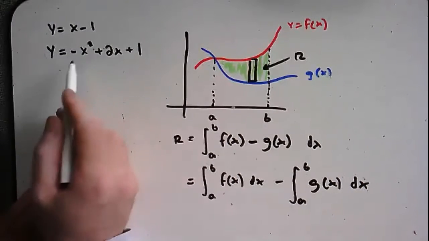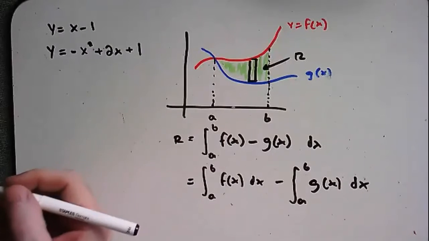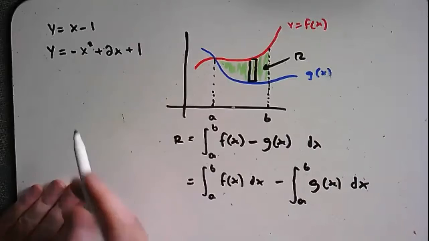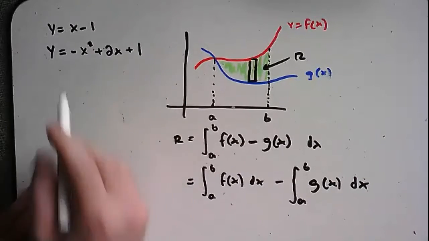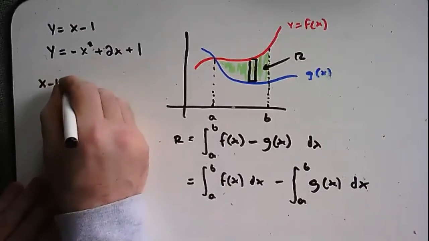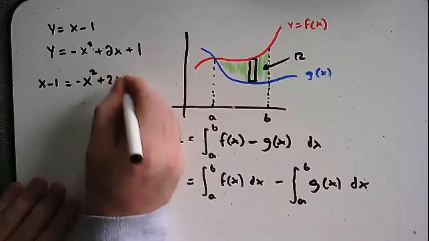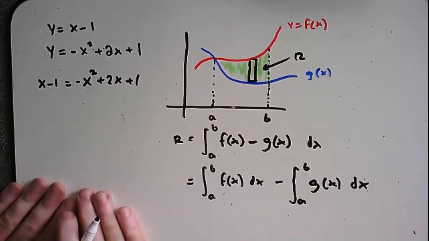So what we want to do is find the points at which these two curves intersect. That is, that they have the same x and y values. And so what we can do is set these two equations equal to each other. Say the y value from the line will equal the y value from the parabola. So if I set this up, x minus 1 equals negative x squared plus 2x plus 1. Well, this is a quadratic equation, right? I can solve that using factoring or graphing or the quadratic formula.